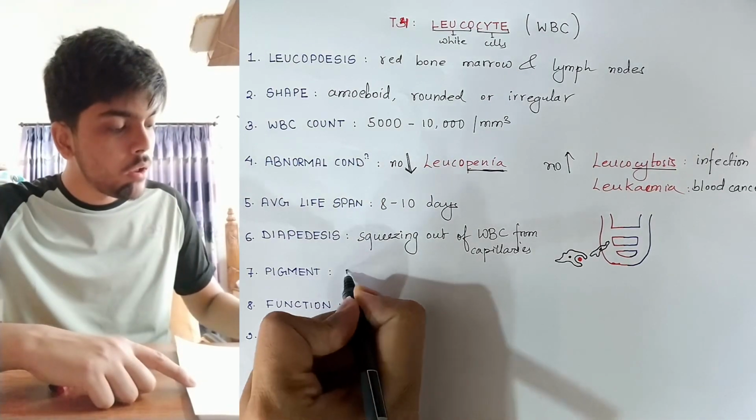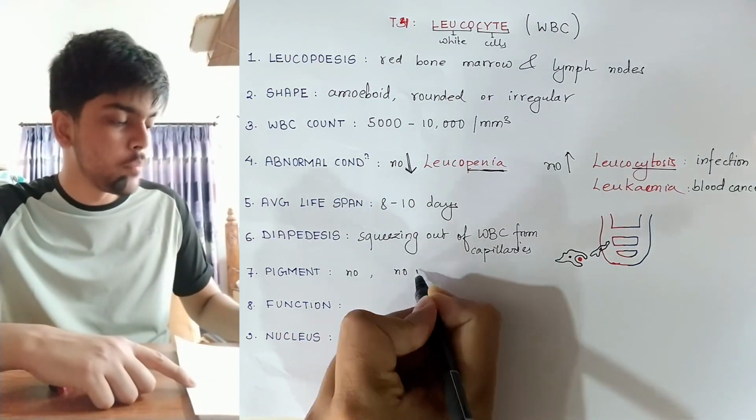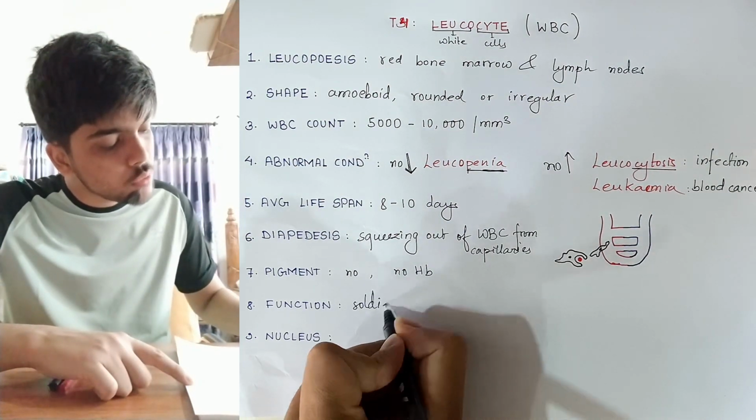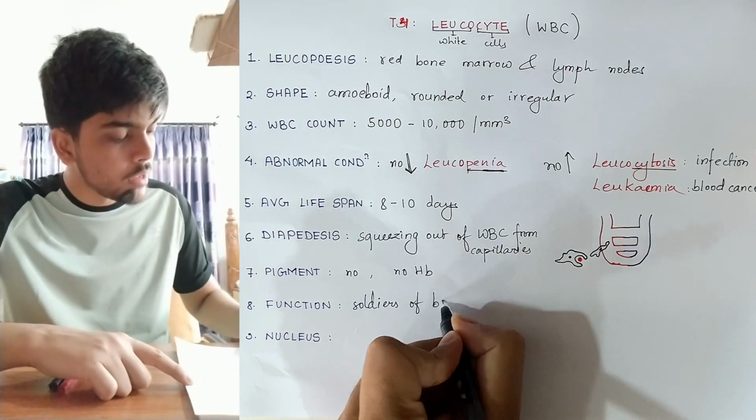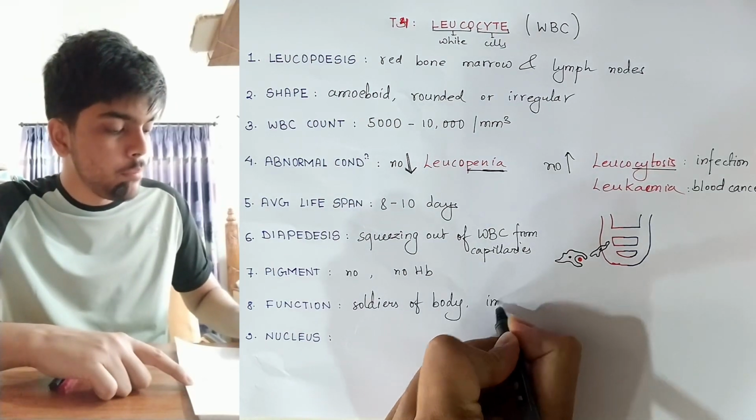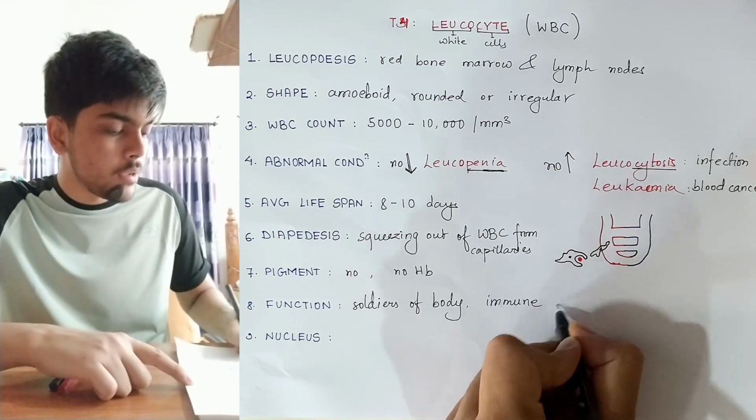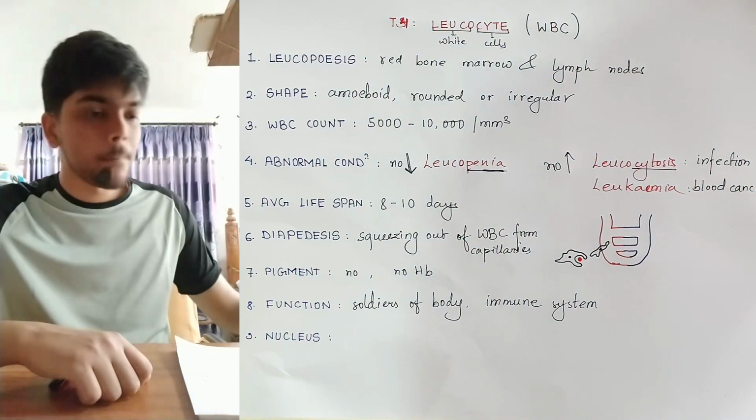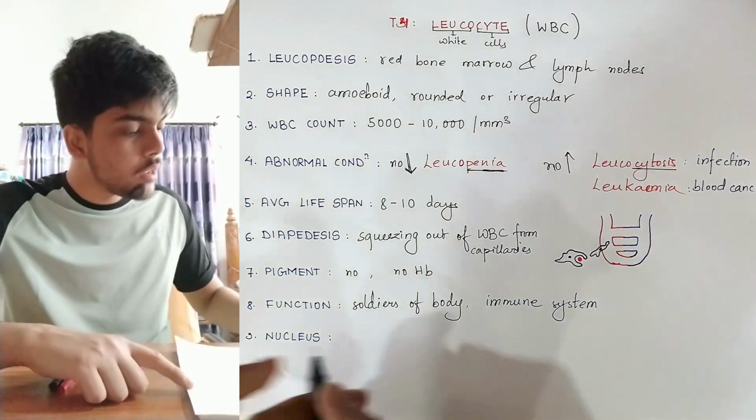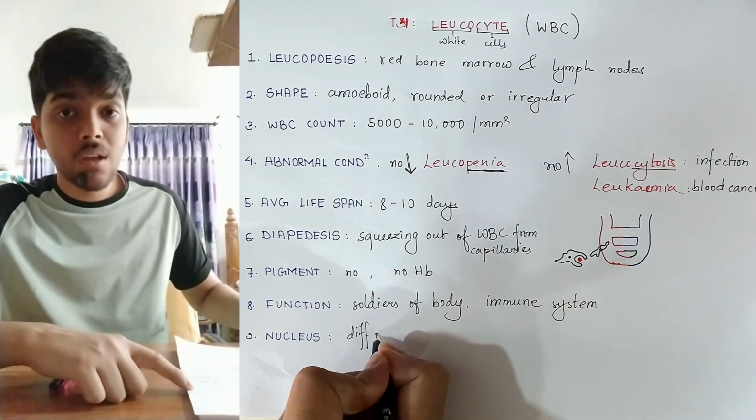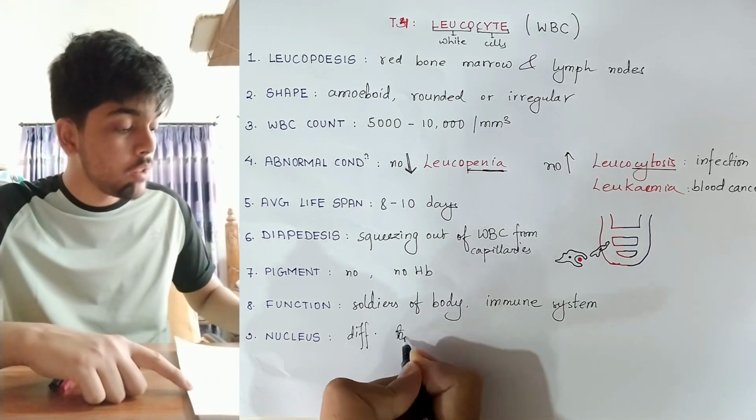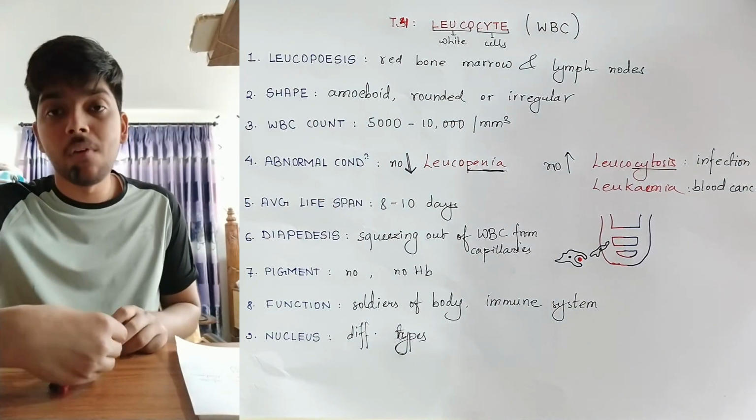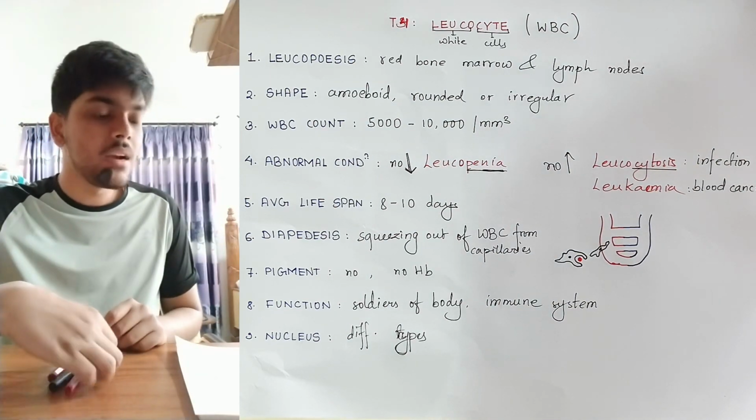Next is pigment. No pigment is found. That means there's no hemoglobin. Then function. WBCs, they are the soldiers of the body. That is, they form our immune system. They are there to protect our body from harmful pathogens. Finally, nucleus. Depending on the type of WBC, the nucleus is different as well. So different types of WBC, different types of nucleus are found. And that's it for WBC.